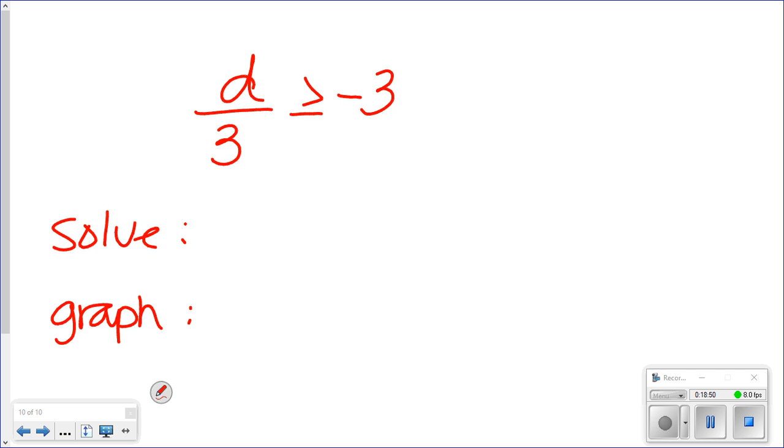Do you have to switch the sign? No. You do not have to switch the sign.